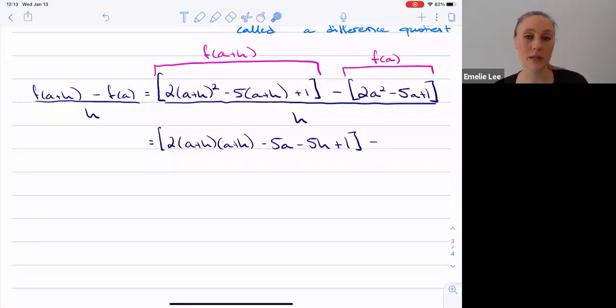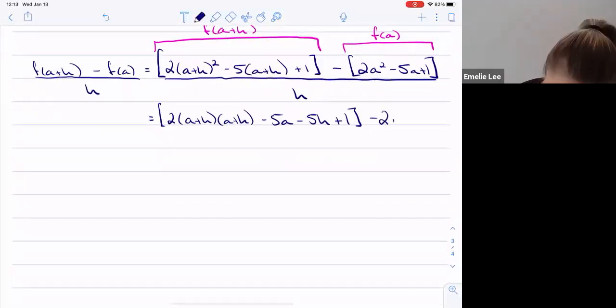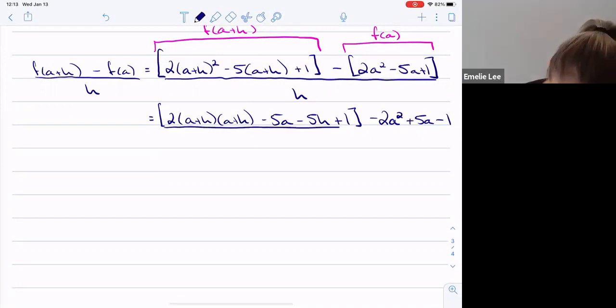That's a pretty common math mistake that I see, where you bring the negative on the first one, but then you forget it on the second and the third one. And it just wreaks havoc. 2a squared plus 5a minus 1, right? Once you bring that negative inside, all over h.